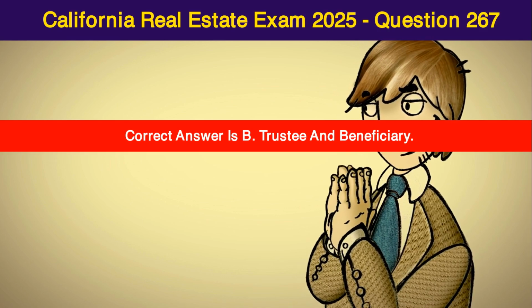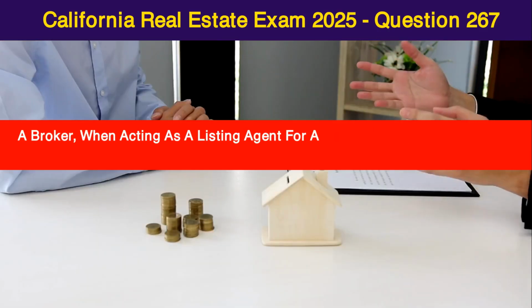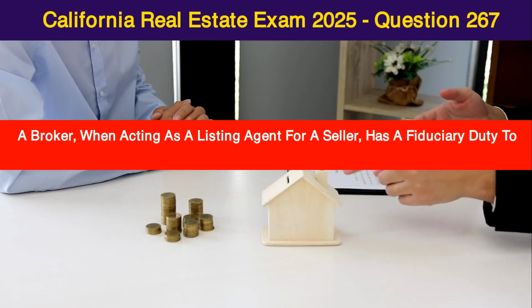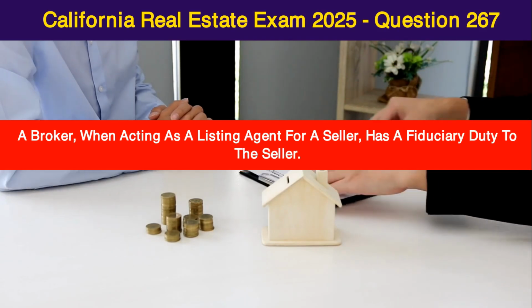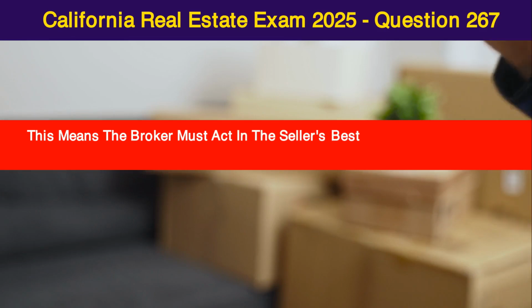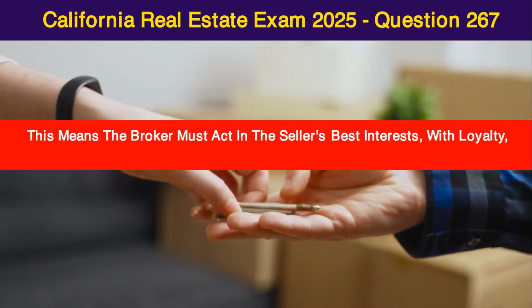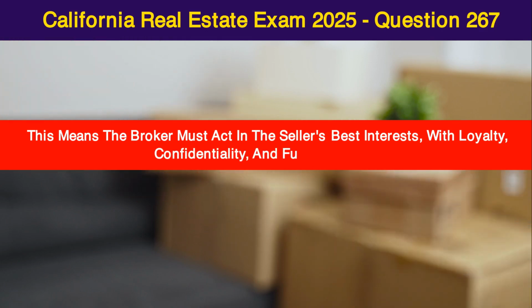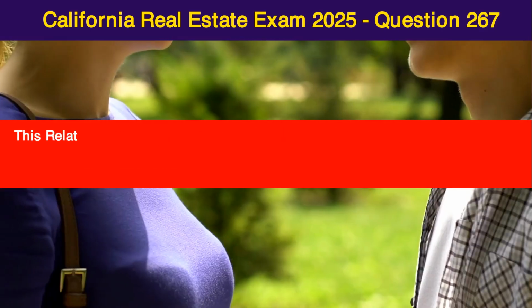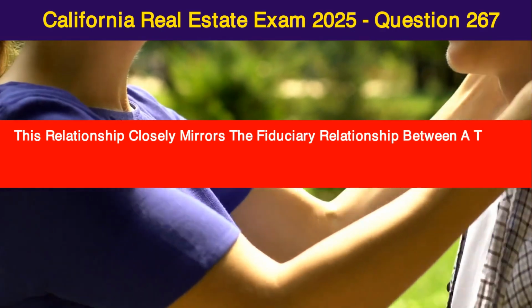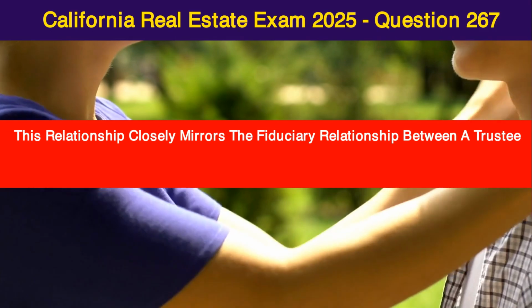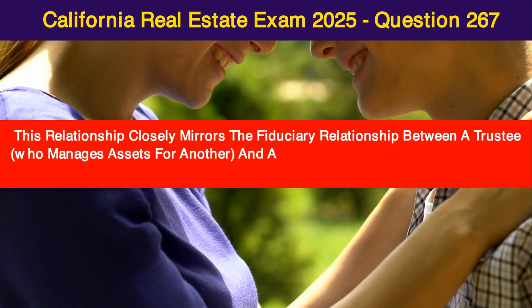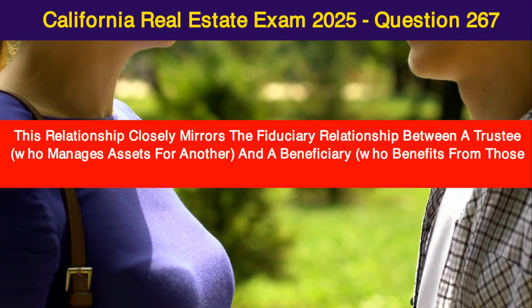Trustee and beneficiary. A broker, when acting as a listing agent for a seller, has a fiduciary duty to the seller. This means the broker must act in the seller's best interests, with loyalty, confidentiality, and full disclosure. This relationship closely mirrors the fiduciary relationship between a trustee, who manages assets for another, and a beneficiary, who benefits from those assets.